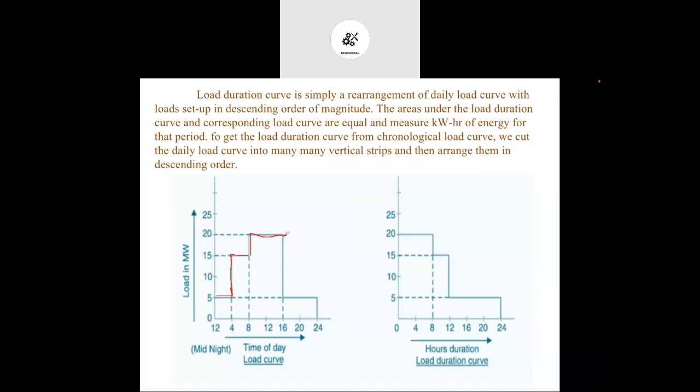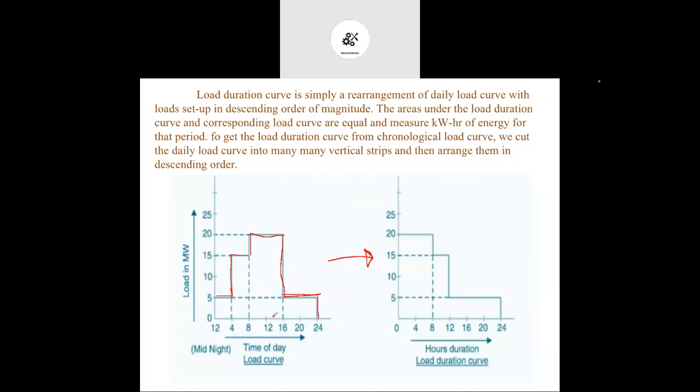Again from 8 a.m. to 4 p.m., it increases, to a maximum of 20 megawatts. And after 4 p.m. it decreases, and from 4 p.m. to 12 at night, you can see there is a reduction, or the demand for electricity is minimum. So this curve is known as the simple load curve, or day load curve, or daily load curve. Now we are going to rearrange this daily load curve into the load duration curve.